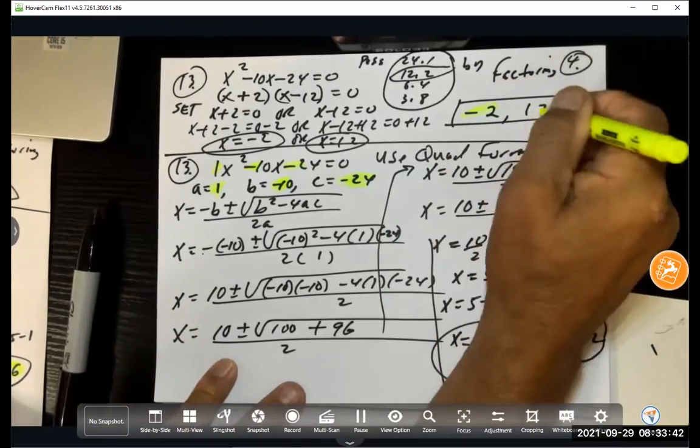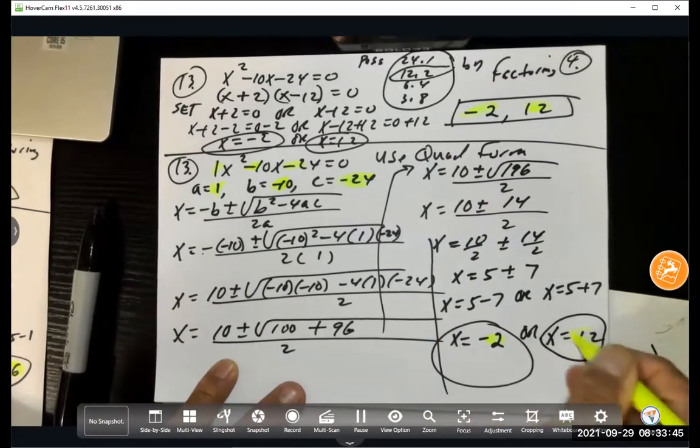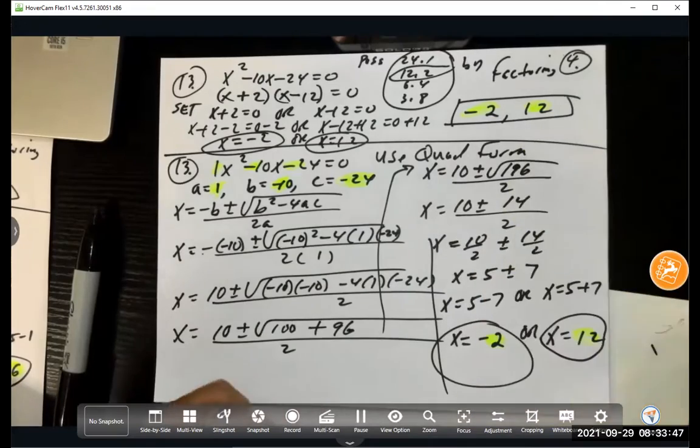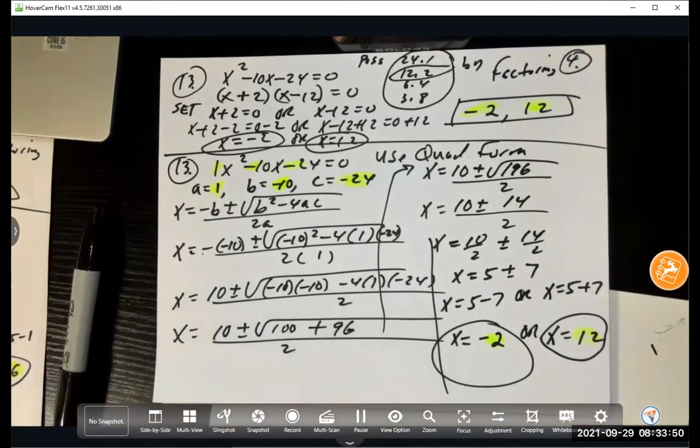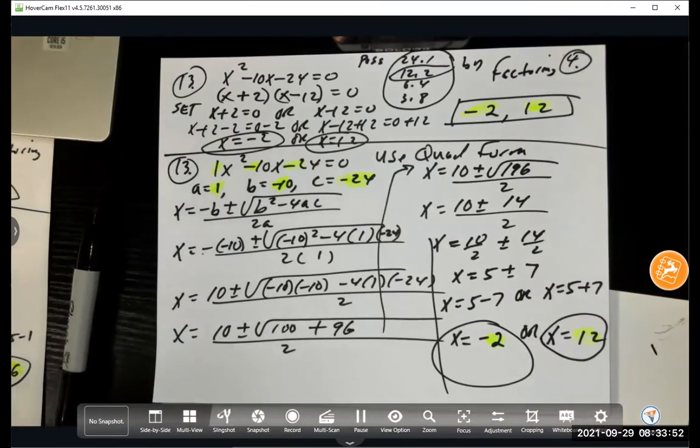This number and this number, do they match? Yes or no? Yes. Okay, so this is the way you do it with the quadratic formula.